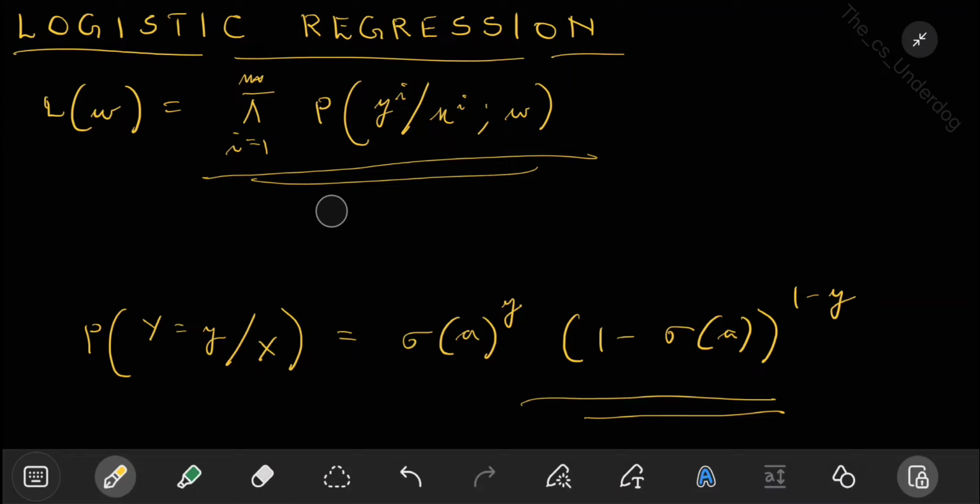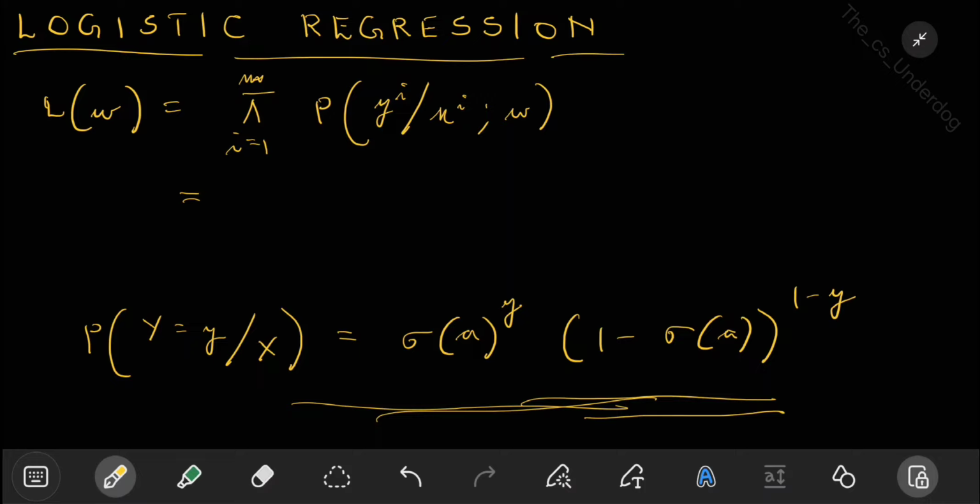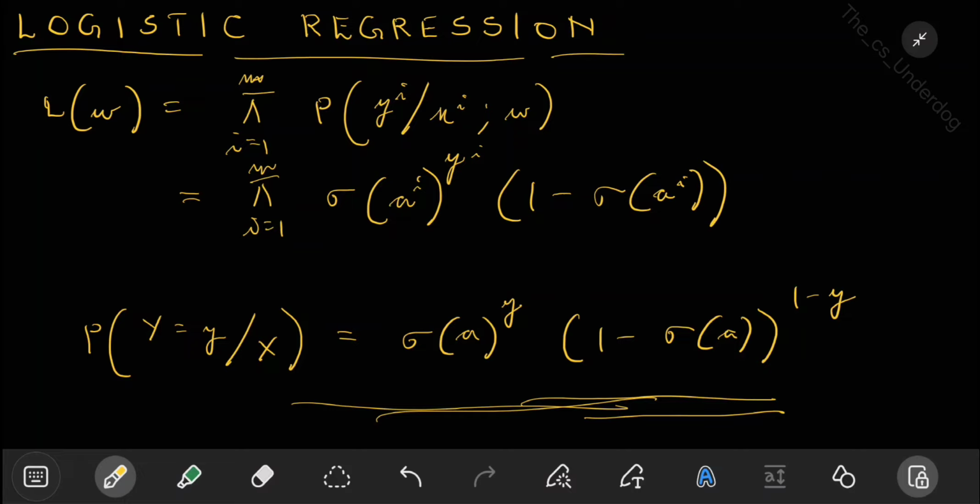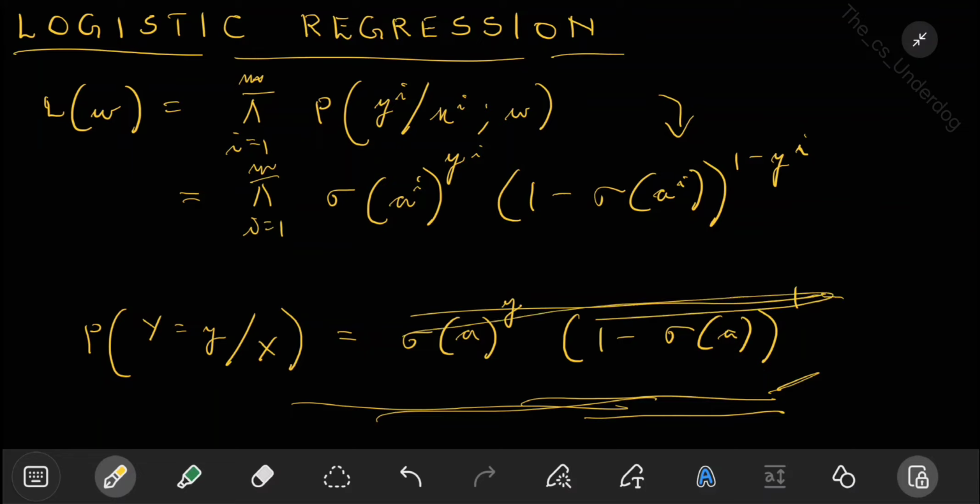So let me start simplifying this. Taking it from this equation, I'll write it as the product for i equal to 1 to m of the probability of yi given xi, which can be written as sigmoid of ai to the power yi, into 1 minus sigmoid of ai, to the power 1 minus yi. Okay, so I just used this equation in order to rewrite this. Is it clear? I'm going to rub this off. So I used this equation in order to write the above one.